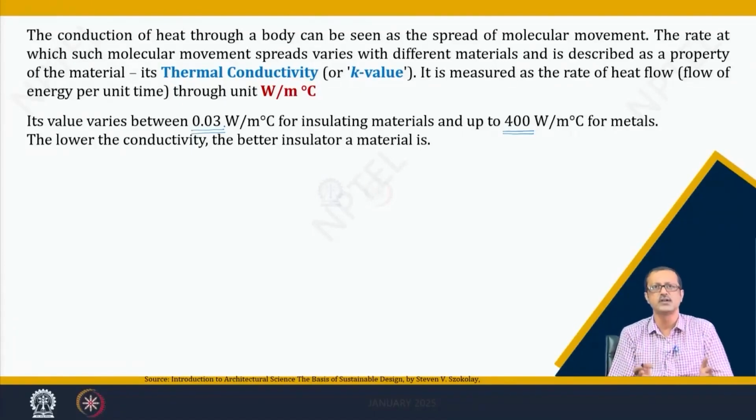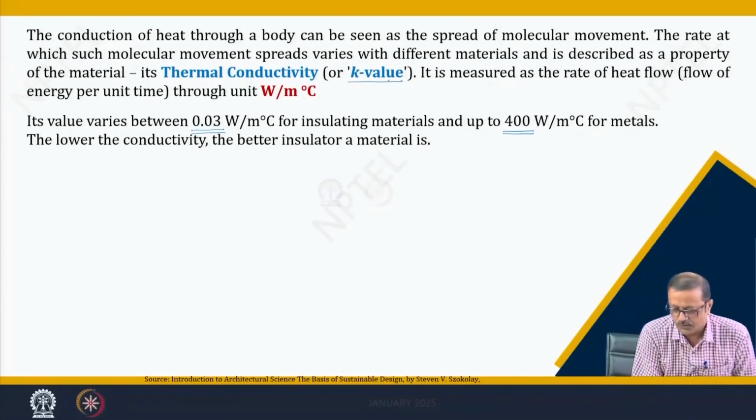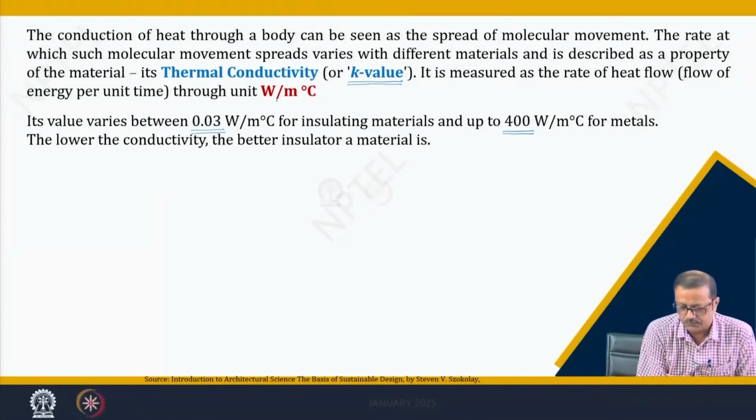Those are the insulative materials like wool or maybe some extended polyester, whereas the metals show almost 400 or more than 400 sometimes. So that is the very unique value, the thermal conductivity, which we call the K value. Please remember this K value has a unit of watt per meter per degree centigrade.